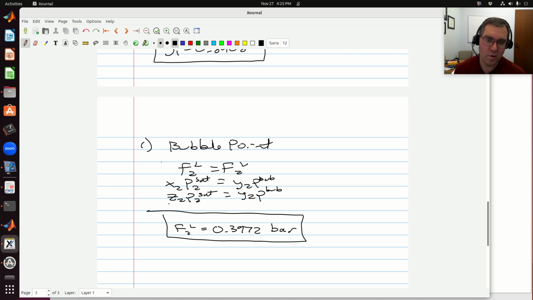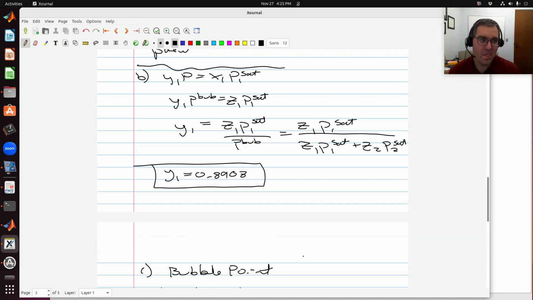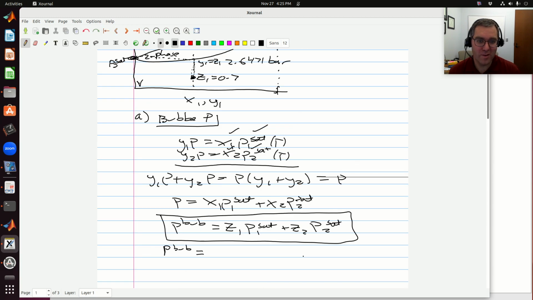And if you wanted to, you could have fun. You could calculate fugacity coefficients of each component in the liquid and vapor phase. You could calculate the fugacity of component 1. But the problem hasn't asked for it, so I won't do it here.